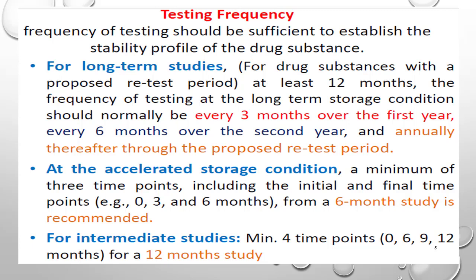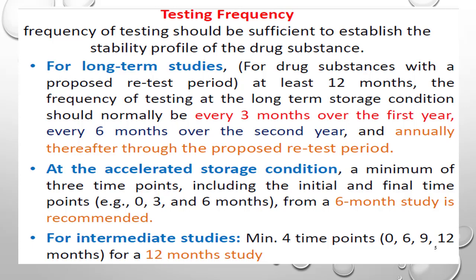So first, if we are going for long-term studies, in the first year, that means the first 1 year, we are going to need to go for 4 tests (every 3 months), whereas in the second year, every 6 months, that is 2 tests, and after that, from the third year onwards, annually once through the proposed retest period.